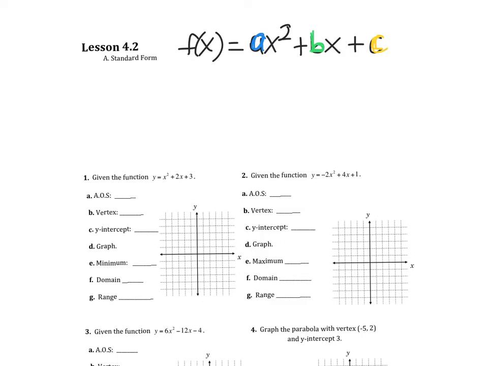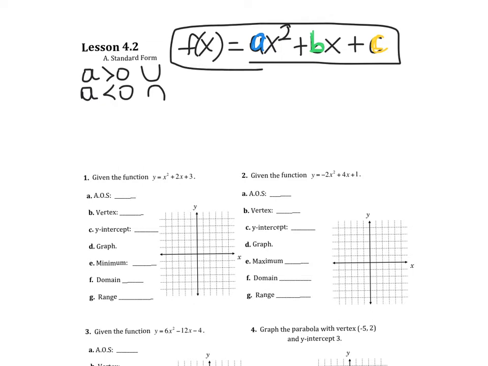So A is going to work the same way it does for vertex form. If A is greater than 0, then our parabola will open up, and if A is less than 0, our parabola will be sad and open down. Now, with vertex form, we were able to go right into finding the vertex because it's visible. You see H, you see K, so the vertex is HK. In this case, there's no H and there's no K here. So we're going to have to do things a little bit differently for standard form.